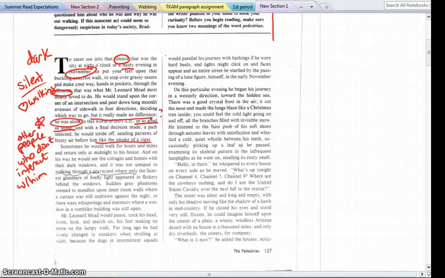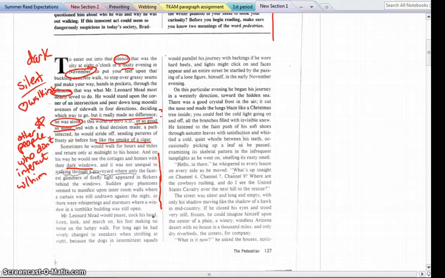Sometimes he would walk for hours and miles and return only at midnight to his house. And on his way, he would see the cottages and homes with their dark windows, and it was not unequal to walking through a graveyard where only the faintest glimmers of firefly light appeared in flickers behind the windows. Sudden gray phantoms seemed to manifest upon inner room walls, where a curtain was still undrawn against the night, or there were whisperings and murmurs when a window in a tomb-like building was still unopened.